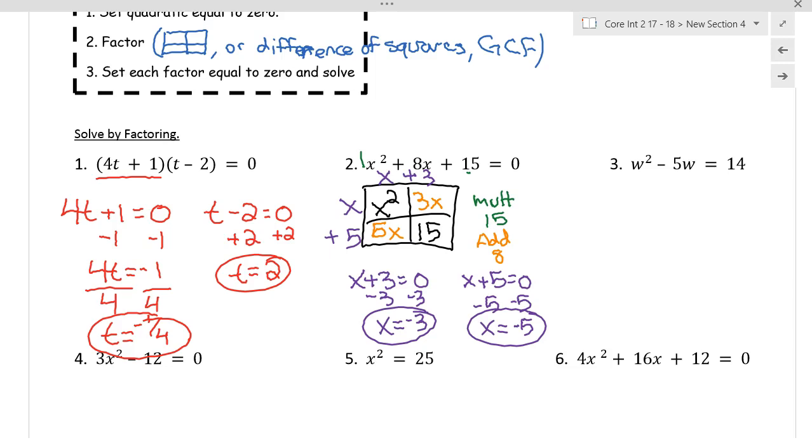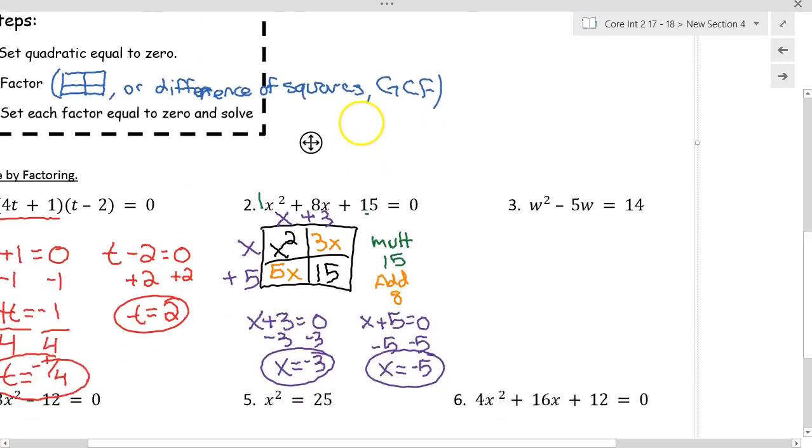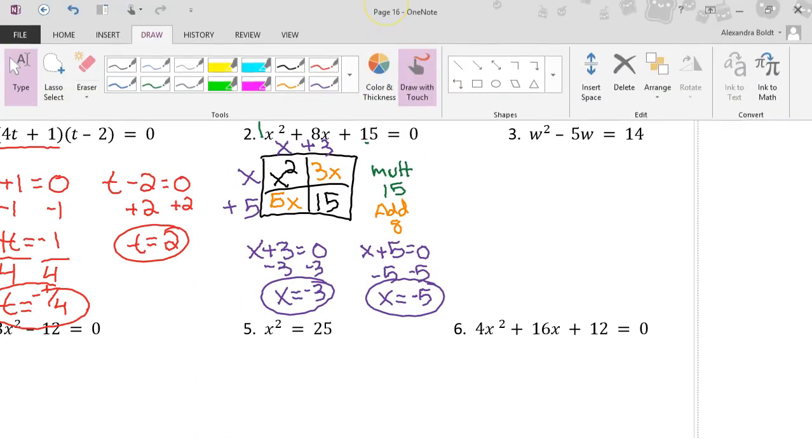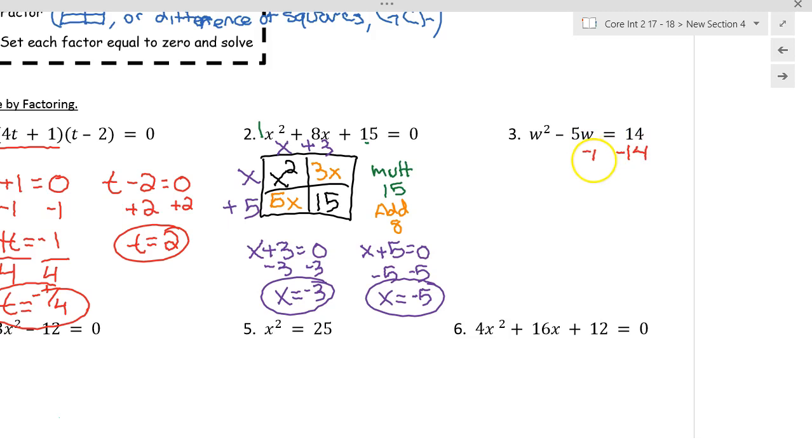All right, looking at number 3. I have w squared minus 5w equals 14. Remember, it only works if I have a 0 on the right side. So the first thing I need to do is get 0. In order to get 14 to be 0, I need to subtract 14. That goes away. Here, w squared, w, and a constant. None of these are like terms, so I'm just writing them down. w squared minus 5w minus 14 equals 0.